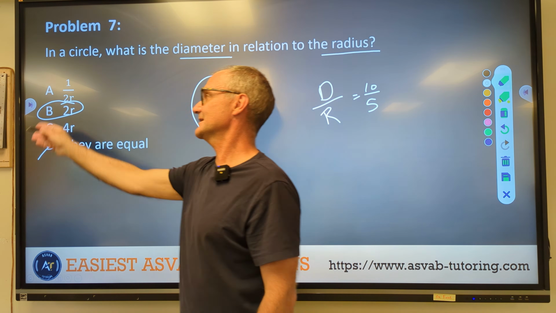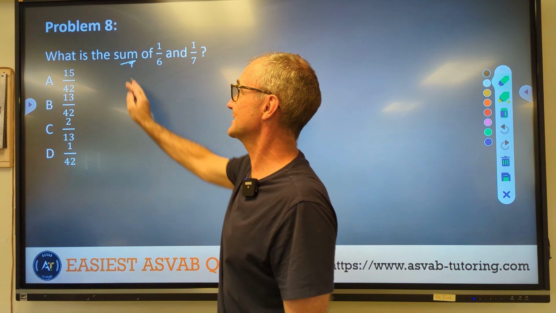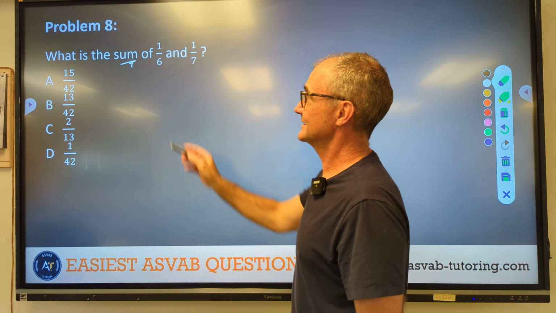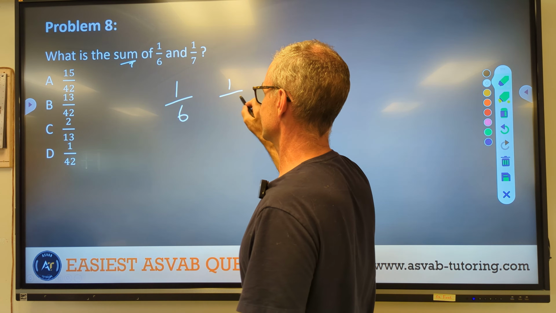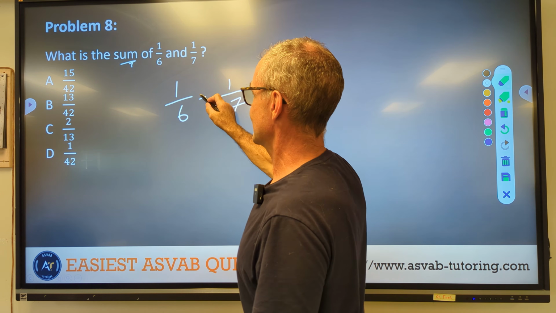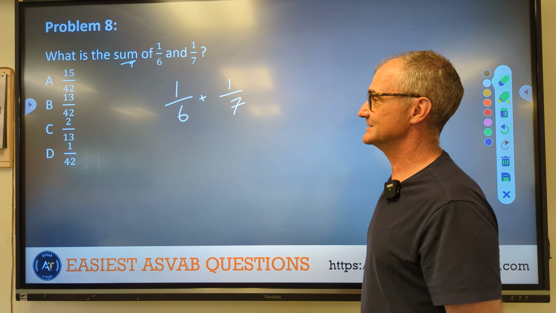Correct answer, answer B. Problem number 8, what is the sum? The word sum means to add, of 1/6 and 1/7. So "and" is add as well. So again, this is adding fractions, I have to have a common denominator.